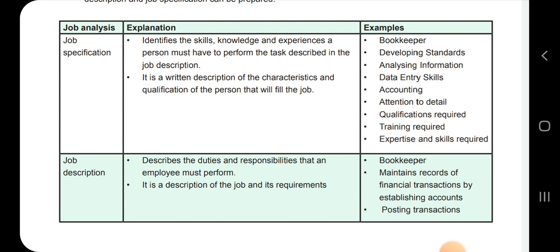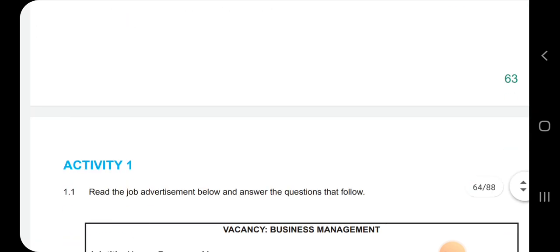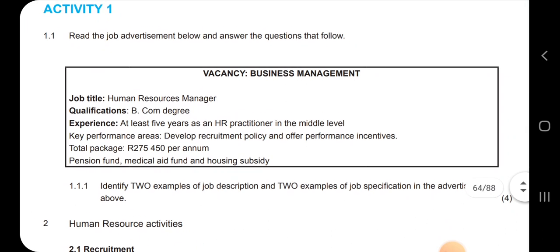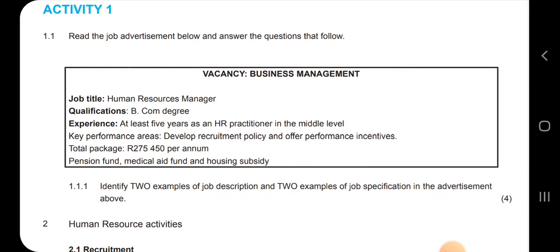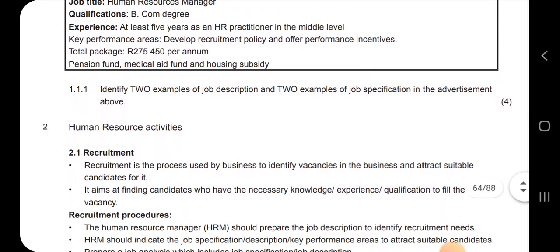We're looking for a bookkeeper with the following skills. The skills will be the specification. That they're looking for a bookkeeper is the job description. And then this is activity 1. Read the job advertisement below and answer the questions that follow. Identify 2 examples of job description and 2 examples of job specification in the advertisement above. So you will have to answer that. I will give you all the answers at the end of the video for the activities that will be in this video.